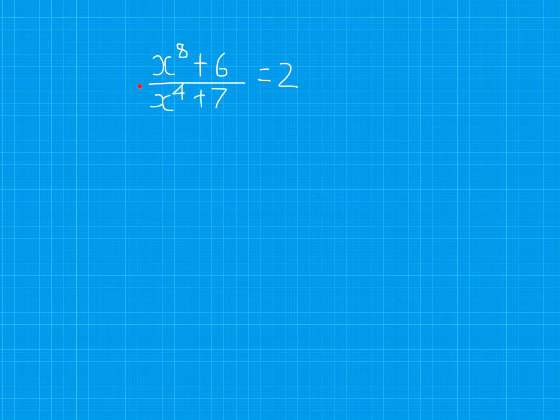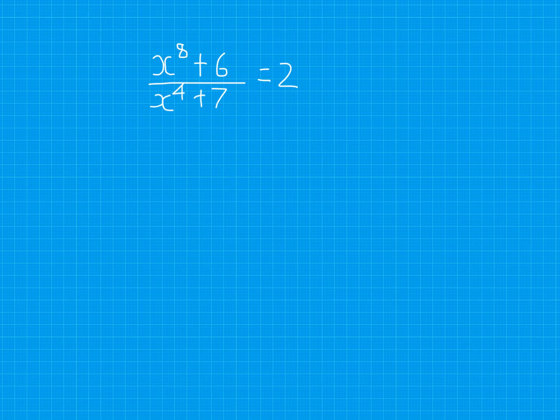All right, let's now look at a harder quadratic equation. Even though this technically isn't a quadratic because it doesn't have x squared, instead it has x to the power of 8 and x to the power of 4, we can use what we know about quadratics to solve it. So what I'm going to do is solve it like a quadratic equation.